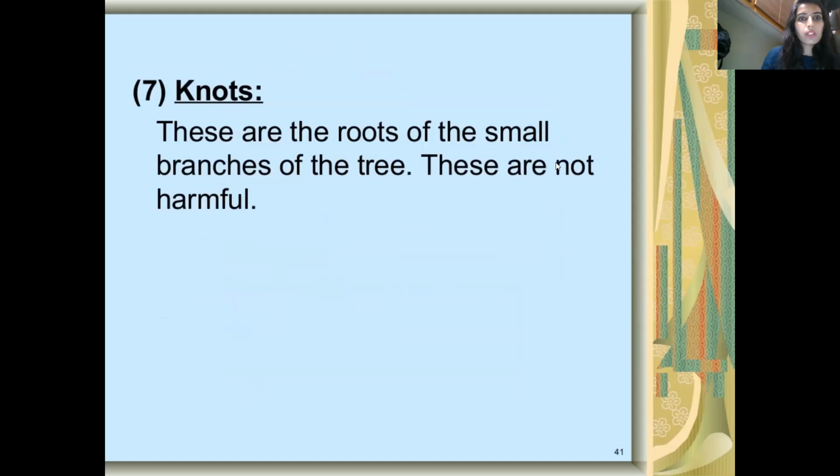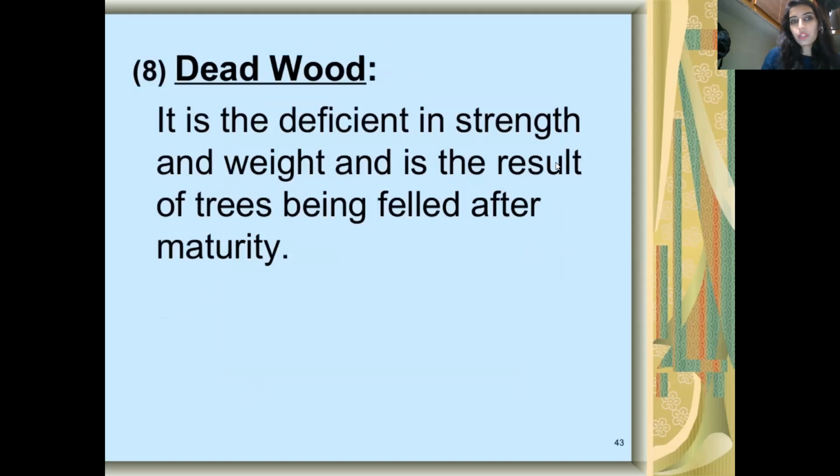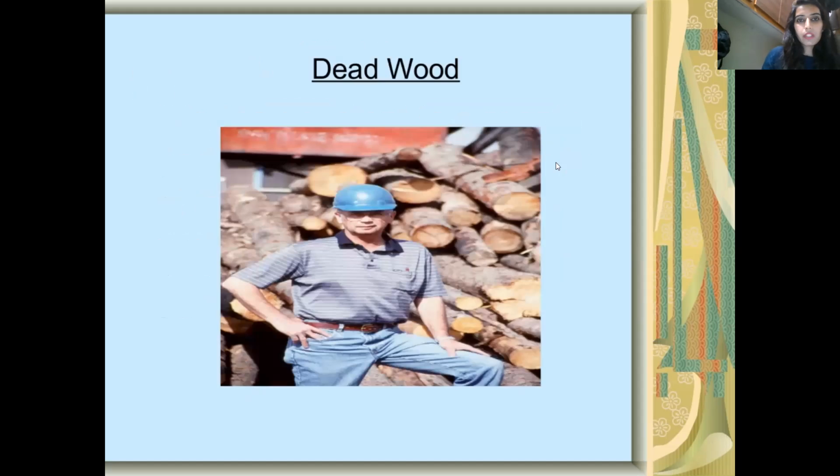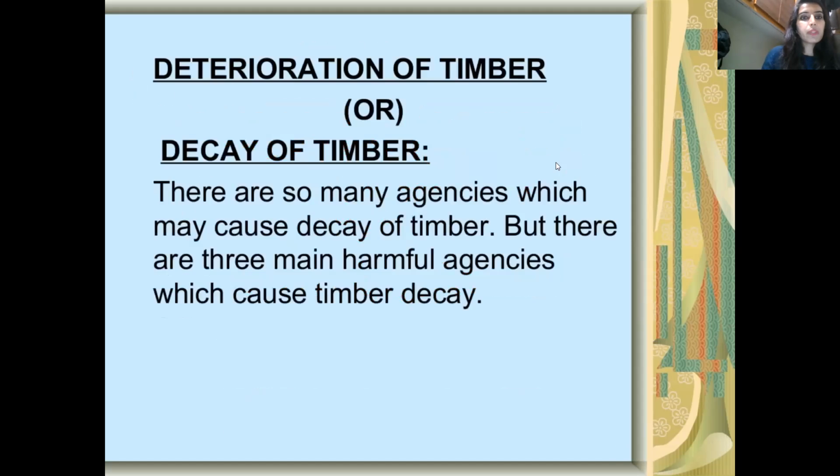So knots. These are the roots of the small branches of the trees. These are not harmful. In this figure, two knots are shown. Deadwood is deficient in strength and weight, and is the result of trees being felled after maturity. Deadwood. Now, deterioration, that is, decay of timber.